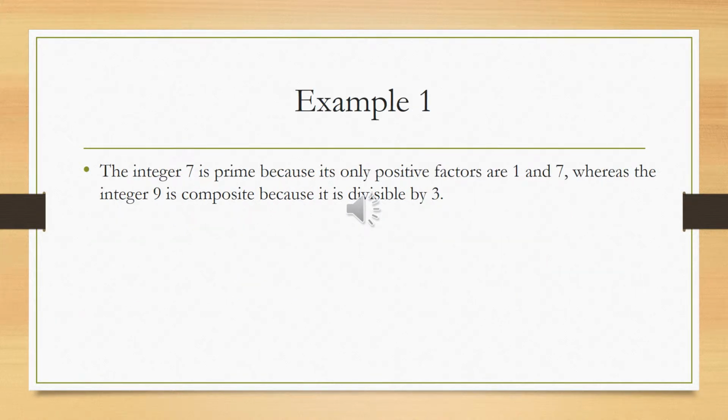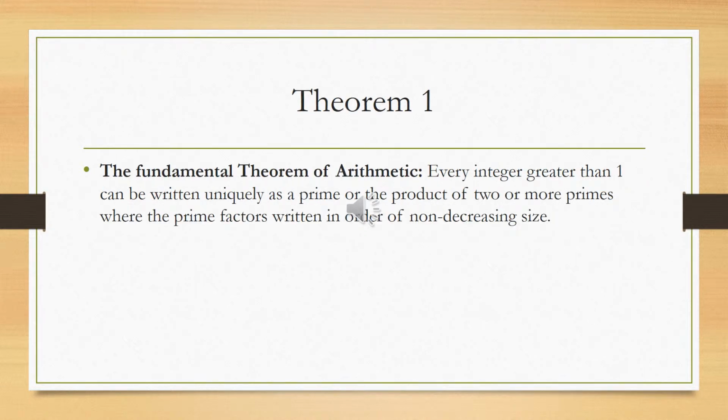The integer 7 is prime because its only positive factors are 1 and 7, whereas the integer 9 is composite because it is divisible by 3. Theorem 1. The fundamental theorem of arithmetic: every integer greater than 1 can be written uniquely as a prime or the product of two or more primes, where the prime factors are written in the order of non-decreasing size.